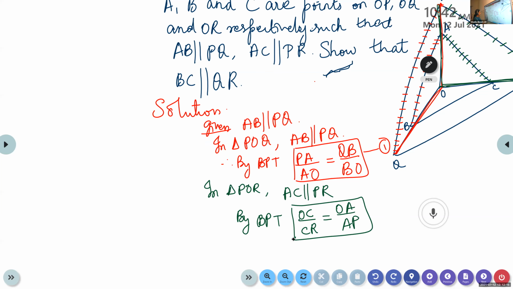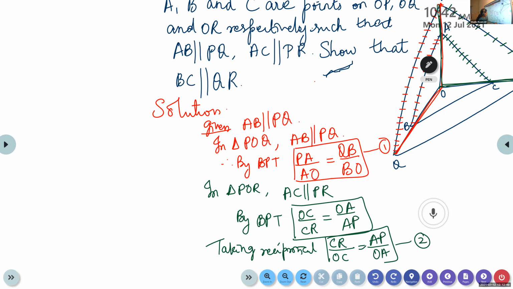Here we have PA by AO. Here we have OA, isn't it? If you are taking it like this, you take the reciprocal, because at one end we started from P, and now we are starting from O. So no problem. If it is coming like that, you take the reciprocal. When you take the reciprocal, what you will get? CR by OC is equal to AP by OA. That is equation 2. Now compare these two equations.